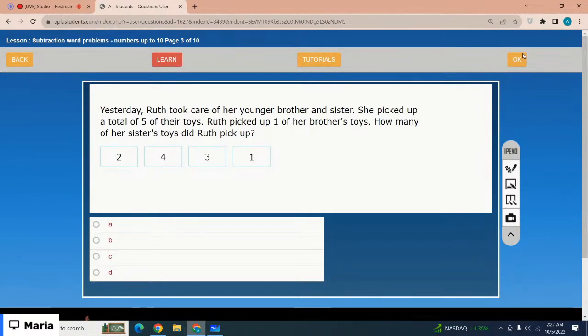Okay, the next one. Yesterday, Ruth took care of her younger brother and sister. She picked up a total of 5 of their toys. Ruth picked up one of her brother's toys. How many of the sister's toys did Ruth pick up? So the total toys she picked up is 5, right? One of the toys is her brother's. How many toys did she pick up of her sister's? Which is the correct option?